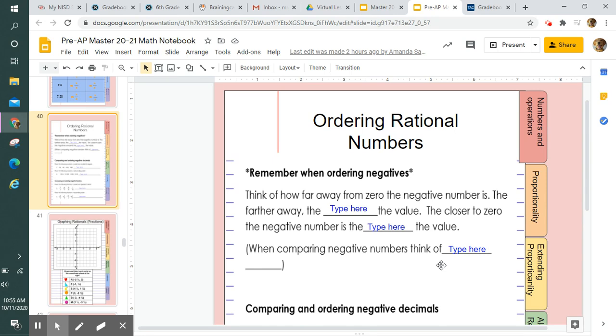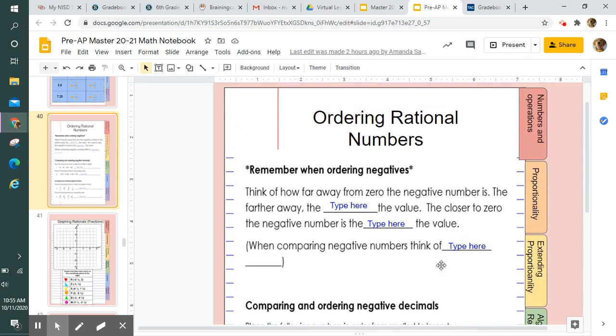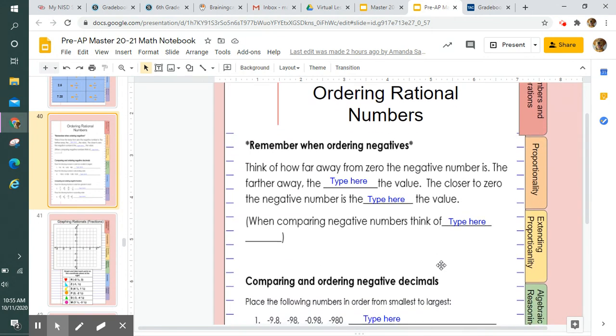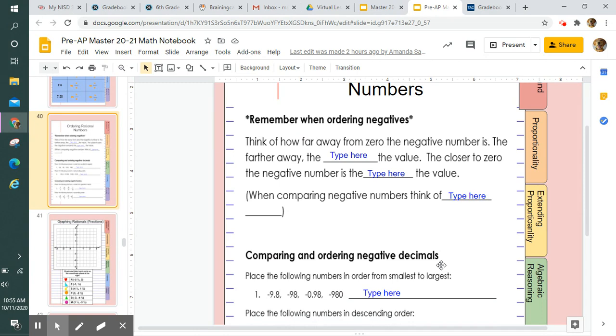Today we are going to talk about how to order rational numbers. We've already ordered integers using the number line, so today we're going to talk about these rational numbers. Remember, working with negatives is a little bit special, so I want you to remember a couple of things that we've already talked about.